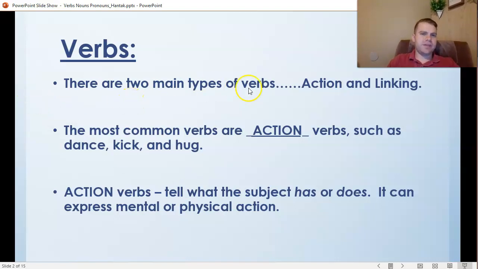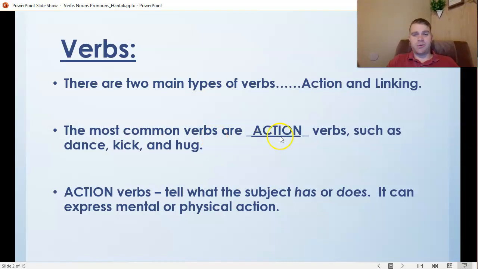So there are 2 main types of verbs. The first type of word that we're going to look at here is called the verb, and there are 2 types. There are action verbs and there are linking verbs. Let's talk about action verbs first. They are the most common verbs in our language. Probably 98% of verbs in our language are action verbs.